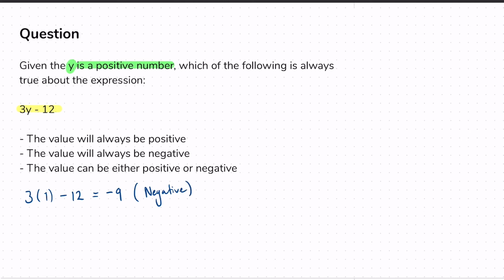What if we use a really big number? So if 1's really small, maybe 100's really big. 3 times 100 is 300, minus 12 is 288, which is positive. So 3y minus 12 can be either positive or negative. And if you want to think about at what point y becomes positive, that's a really excellent way of extending yourself.